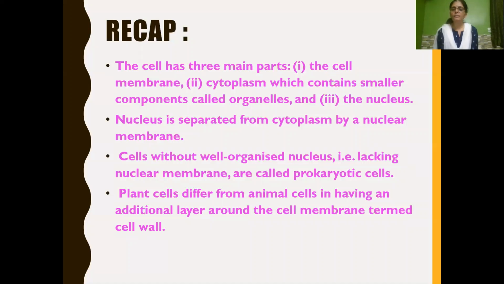And how are plant cells different from animal cells? Plant cells have one more additional layer around the cell membrane called the cell wall. But in animal cells, the cell wall is absent. So till now we have learnt about the nucleus, prokaryotic cells and eukaryotic cells in a detailed manner.